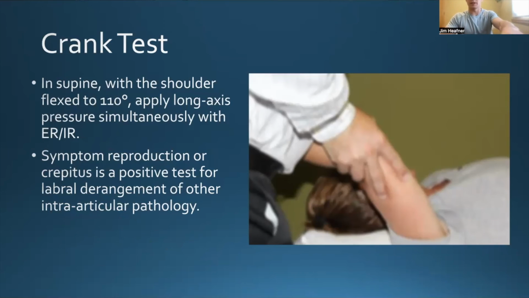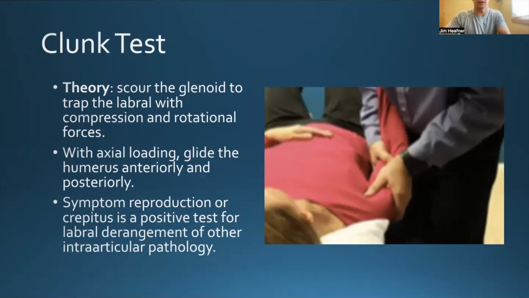And what we're looking for with both of these tests is symptom reproduction or crepitus in the shoulder for the crank test. For the clunk test, as we reproduce their symptoms, we're looking to see if we can get this clunking sound or sensation in the shoulder. And if you do that, it says that we're working over that torn part of the labrum, and that's causing some derangement intra-articularly, meaning something's wrong. And so we're hearing that and feeling that with these manual therapy tests.